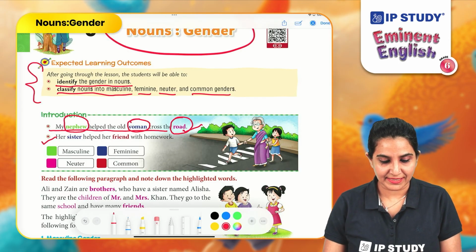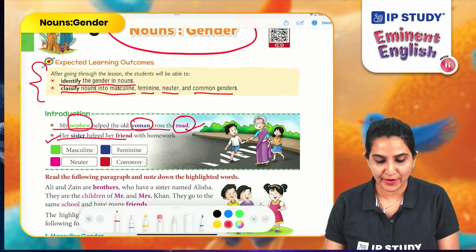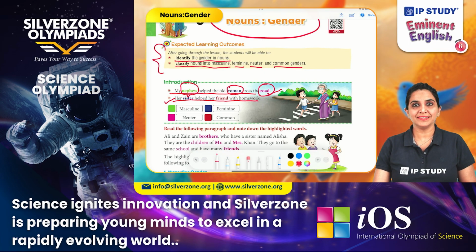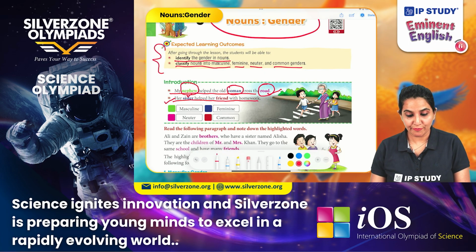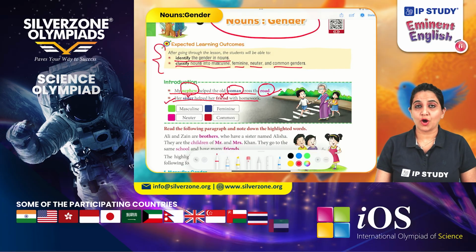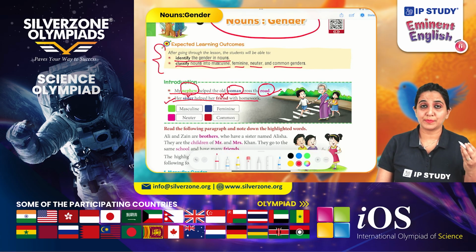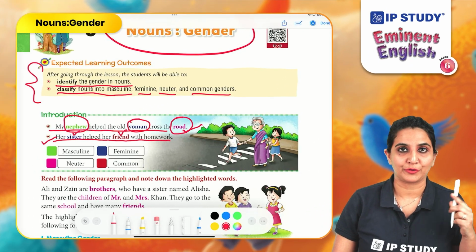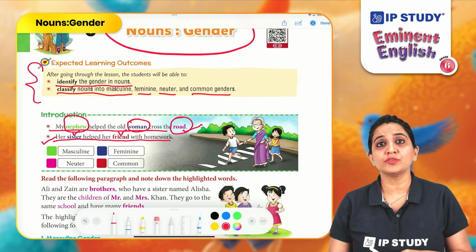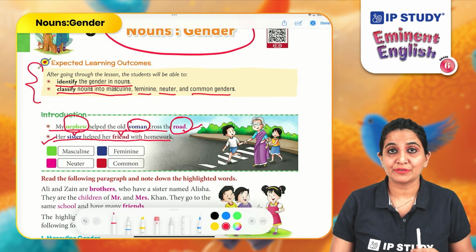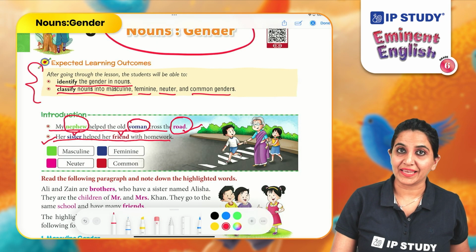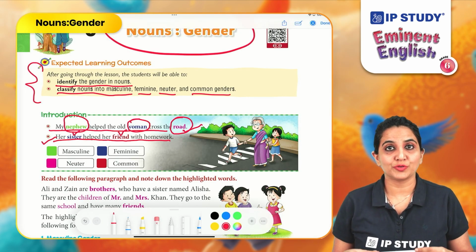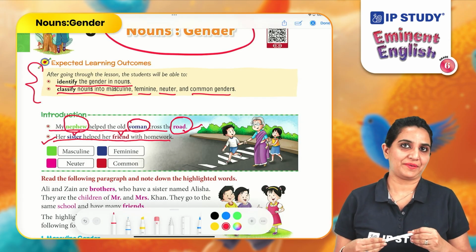In the second sentence, her sister helped her friend with homework. Sister, this belongs to the feminine gender. Friend, this belongs to the common gender. Now, sister belongs to the feminine gender because it identifies as the female group. Friend belongs to the common gender because it identifies as neither male nor female. That means it can be a boy or a girl.